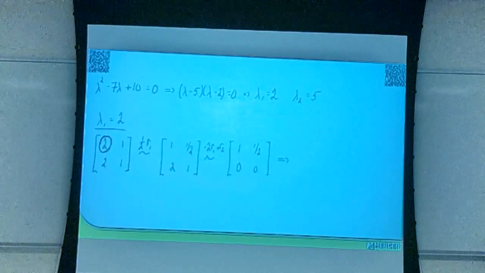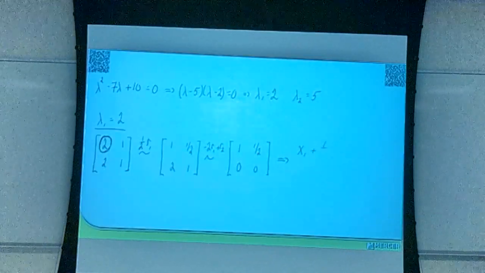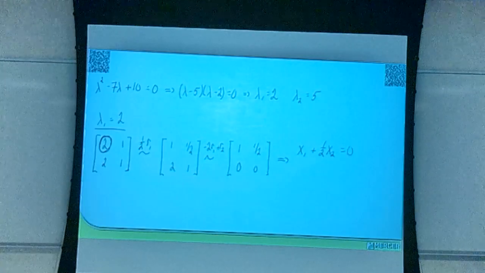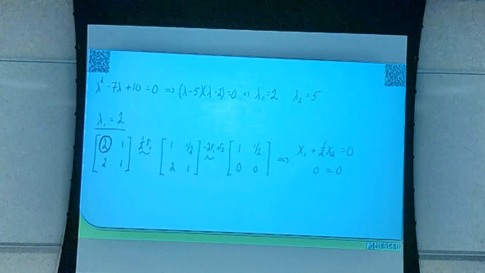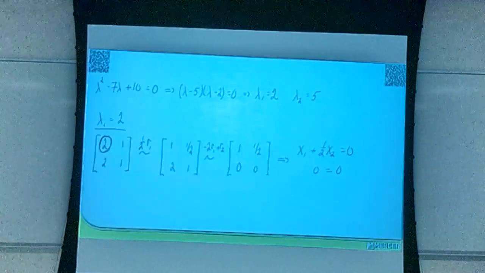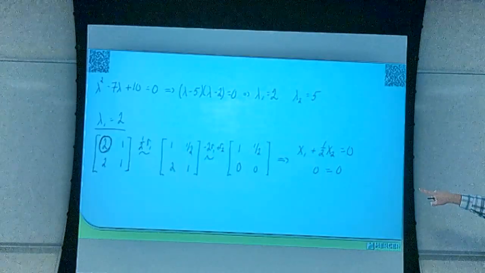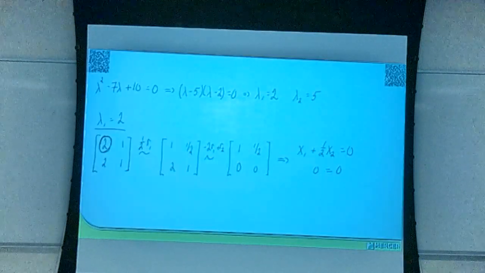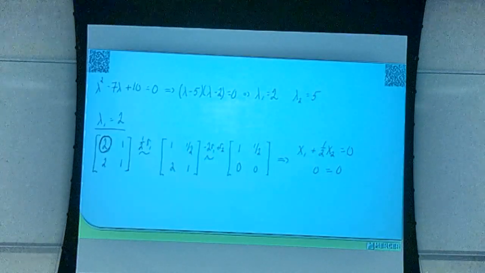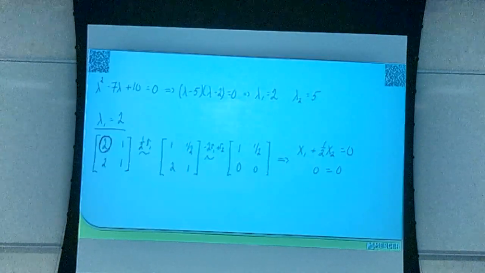This gives us a system of equations, specifically this system. That second equation, though, is what's known as a tautology. It's always true. It doesn't add any value, so you can just ignore it.